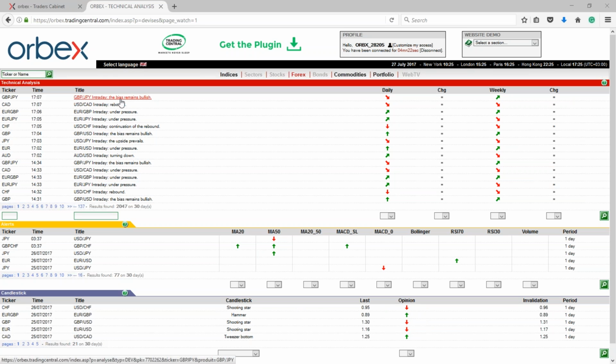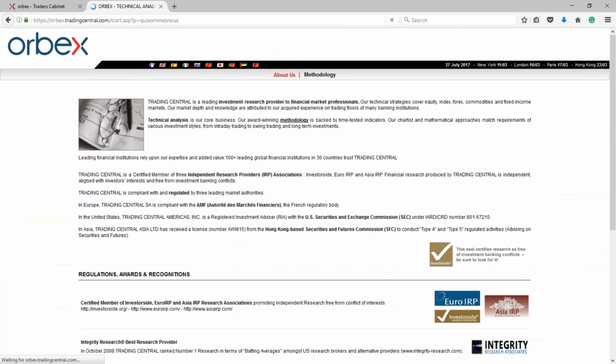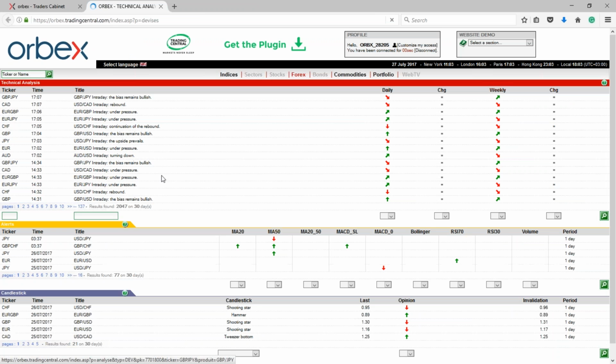So if we go ahead and open up one of these updates, then I can walk you through the layout and the format of them. Let me just refresh that. Just bear with me for a moment while this loads. Okay, so back to the platform then.